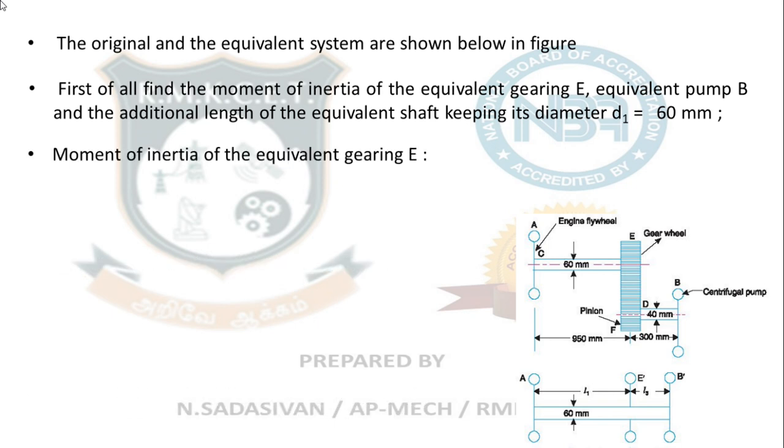Moment of inertia of the equivalent gearing E equals the first gear, which remains the same. For the second gear only the diameter is changing, right? So the second gear diameter is adjusted here. For the first gear there is no change in the shaft diameter, 60 is 60. For the second gear only the shaft is changing. Therefore, I am adjusting that IF by G square. Clear?